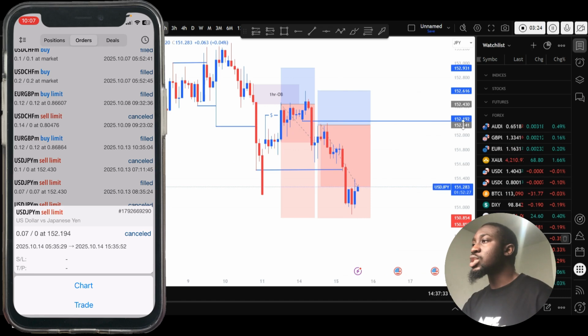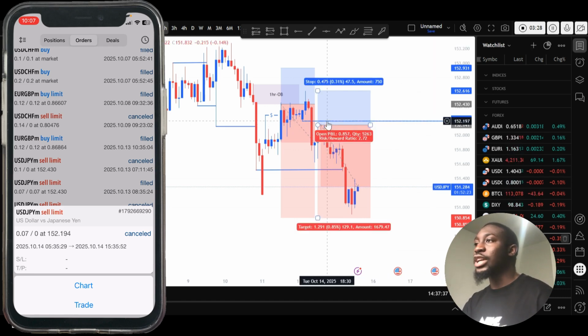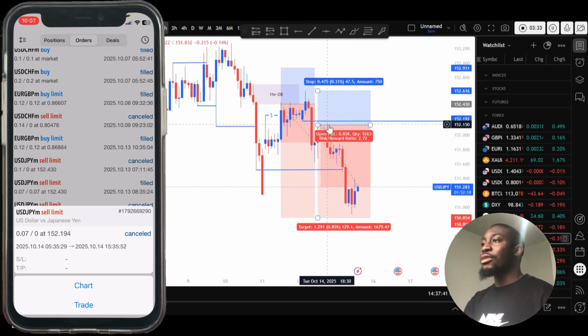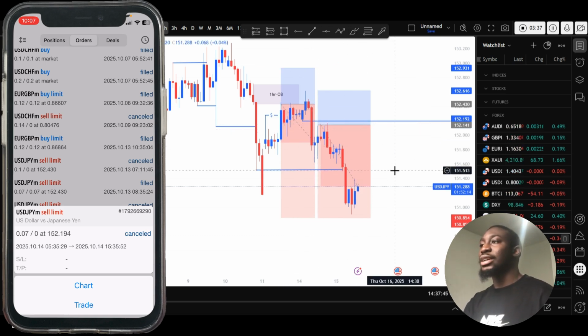This blue line now is 152.192, so around here, but price did not get to that area. I just deleted it. But in the Profem account that I set around this area, price triggered that one.